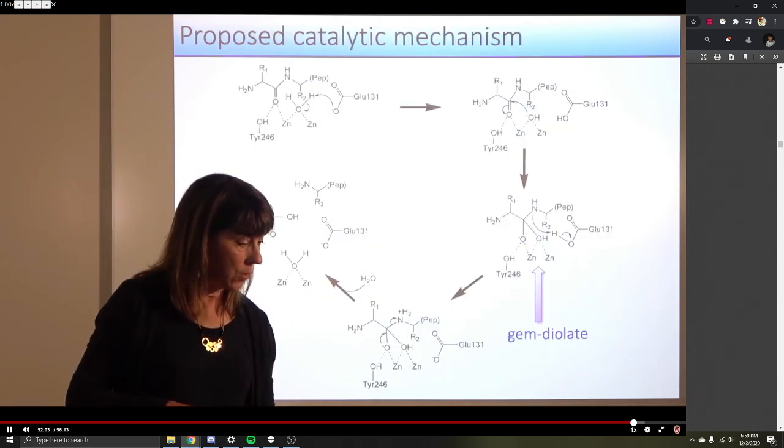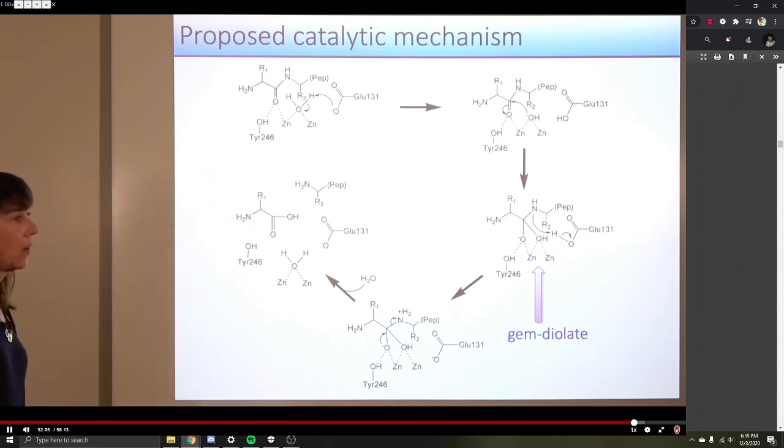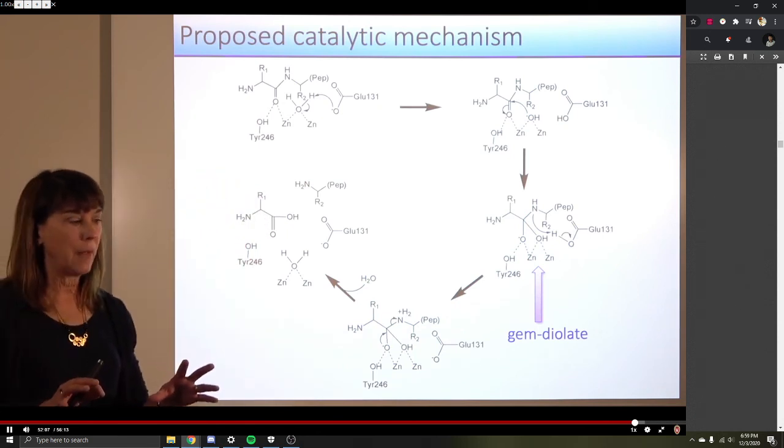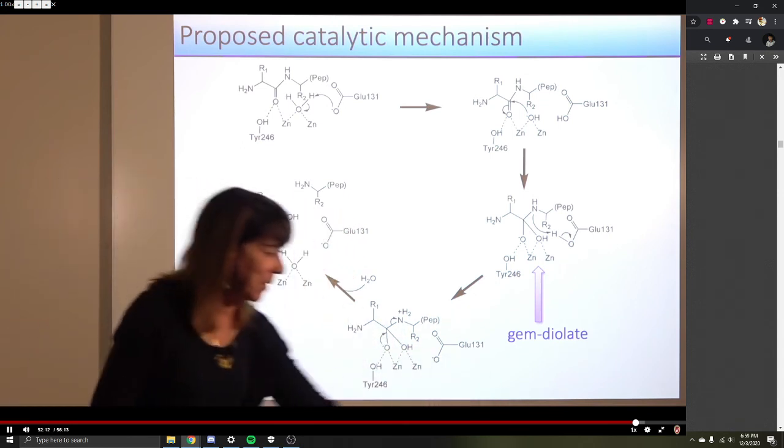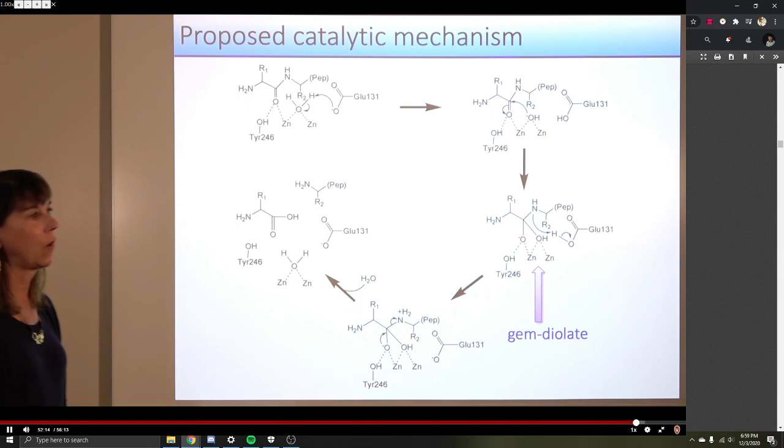So what's the proposed catalytic mechanism? Now, complicated slide, and if you want to see a better figure, look at this chapter, because the media specialist Laura drew it, and it looks a whole lot better than what I drew. But let's work our way through it.